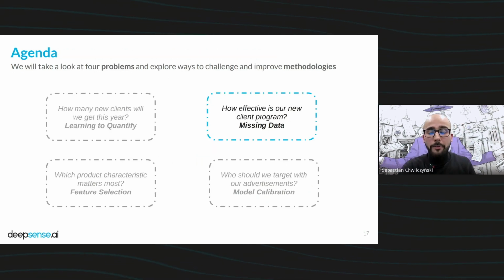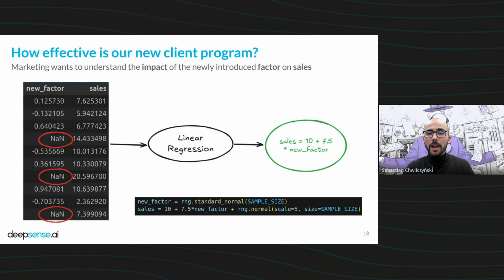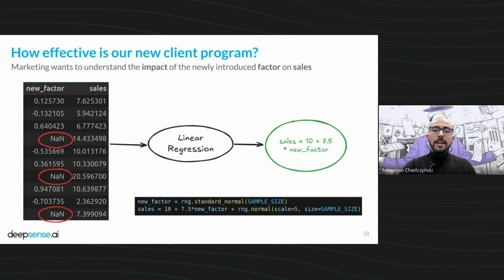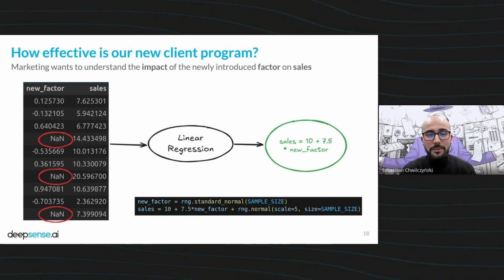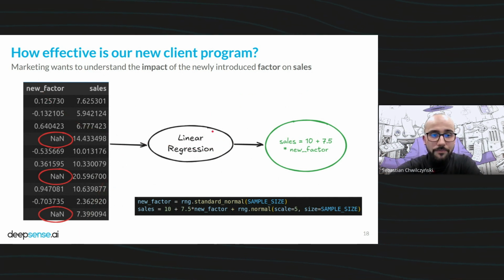Okay, next topic. A company asked us: how effective is our new client program? They introduced a new program, with a factor that they tune, and we want to know how this factor influences the sales. This is, again, a very good question. To simplify things, we'll use linear regression, and we want to get the influence of the factor on sales.